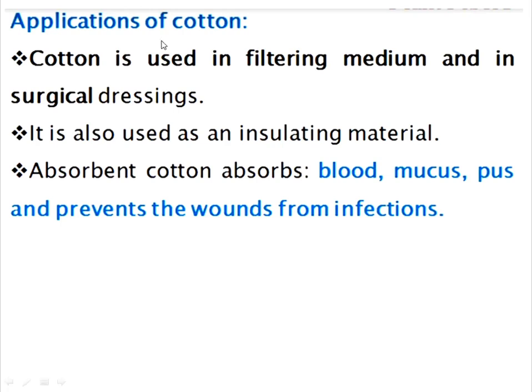Whereas absorbent cotton, purified cotton, is used as surgical dressings. This absorbent cotton absorbs blood, mucus and pus, and it prevents wounds from infection by absorbing the pus, mucus and blood.